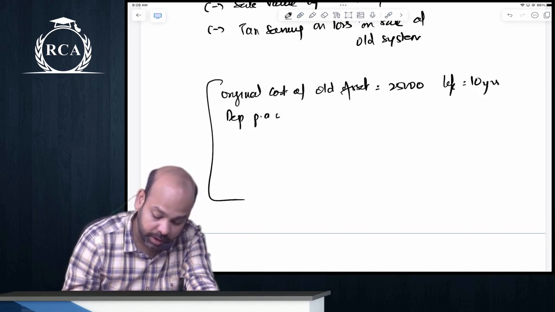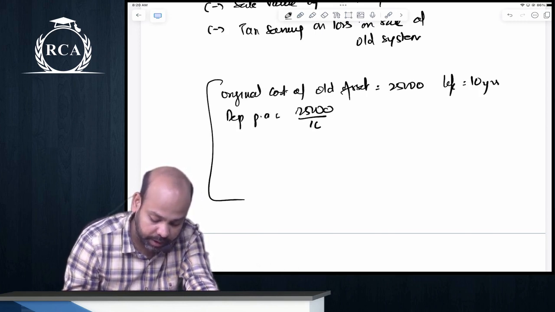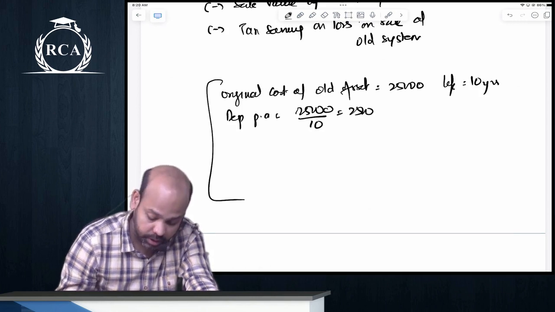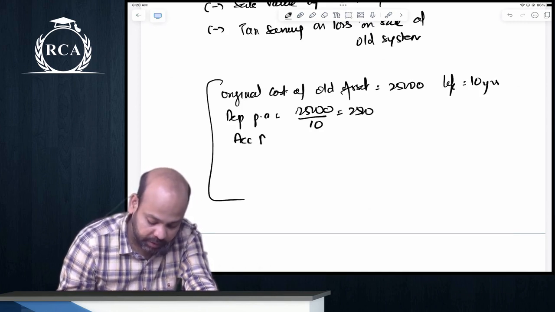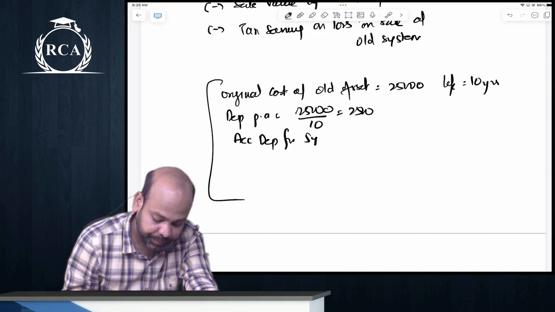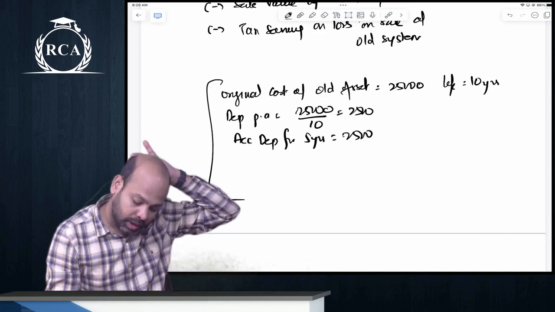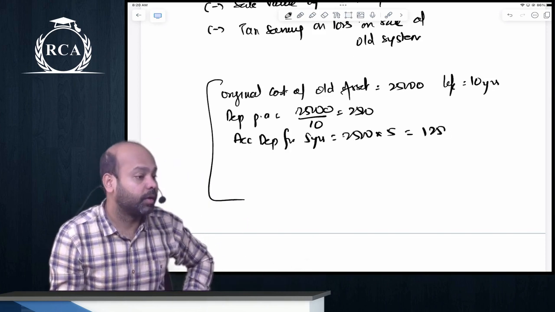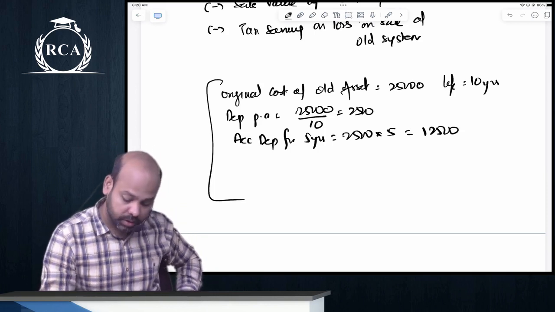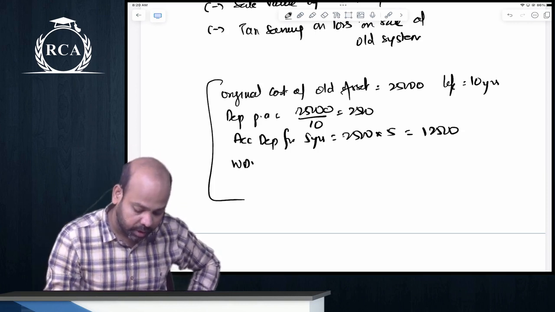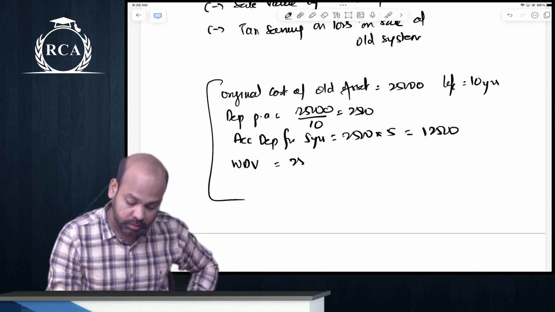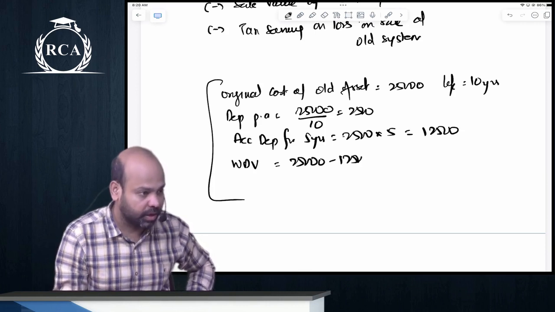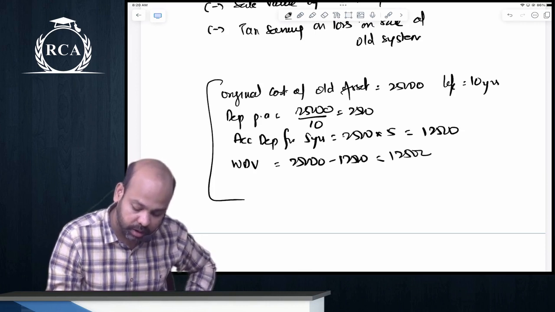Depreciation per annum, guys, would be 25,000 divided by 10, 2,500. Accumulated depreciation for 5 years would be 2,500 multiplied by 5, 12,500. What will be the written down value, guys? Out of 25,000 we have depreciated 12,500, so that will become 12,500.